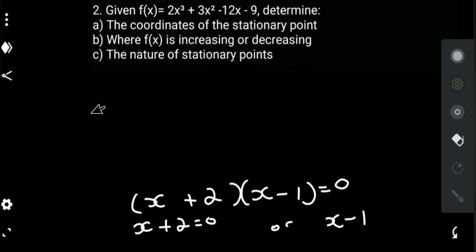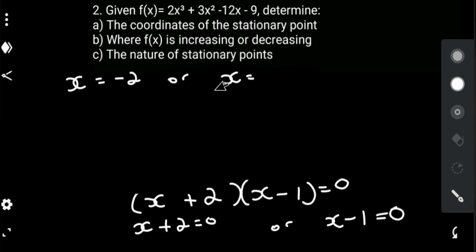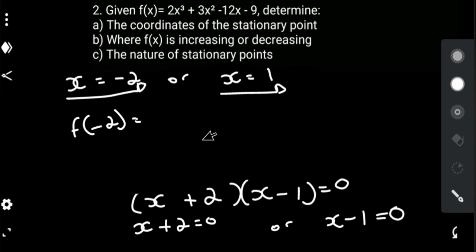Okay. So you're gonna get x is equal to -2, or x is equal to 1. These are the x coordinates of the turning point. For the y coordinates that correspond with these x coordinates, we're gonna substitute these x values into the original equation.